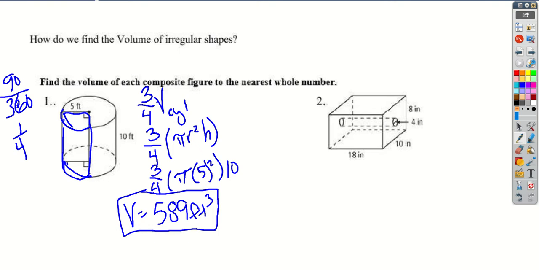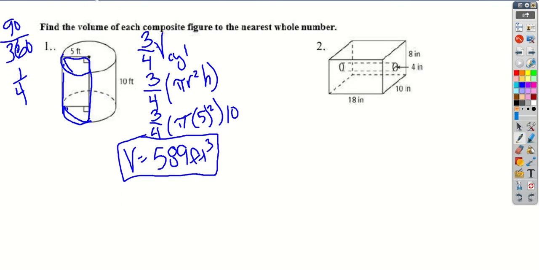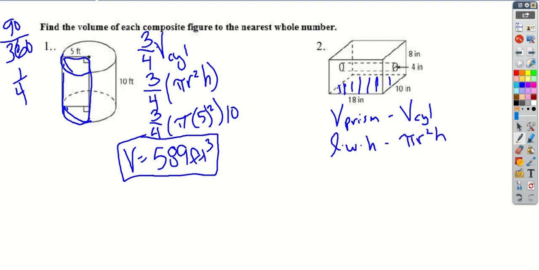Okay, the second one, we have a prism, and then we have a cylinder being cut out of it. So we want to do the volume of the prism minus the volume of the cylinder. All right, so prism's pretty straightforward. It's the area of the base times the height. So in this case, our base is essentially going to be that rectangle down at the bottom here. Okay, so the volume is going to be length times width times height, and then minus pi r squared h.